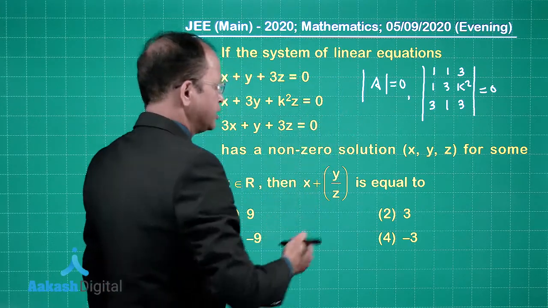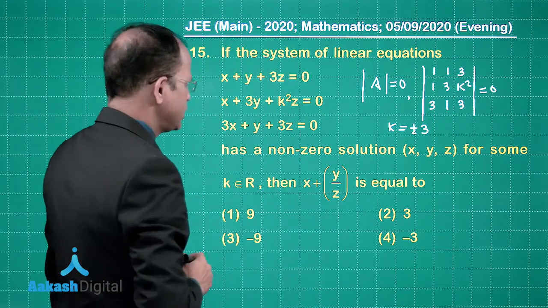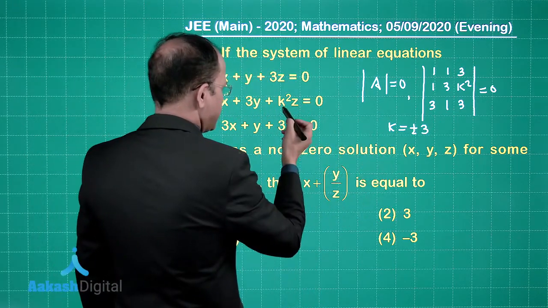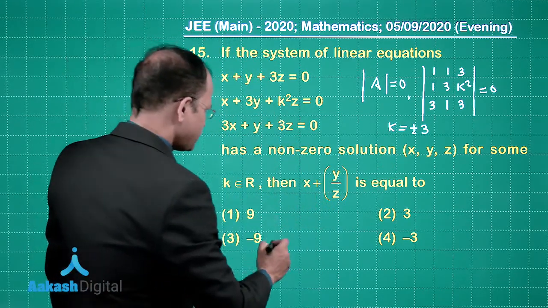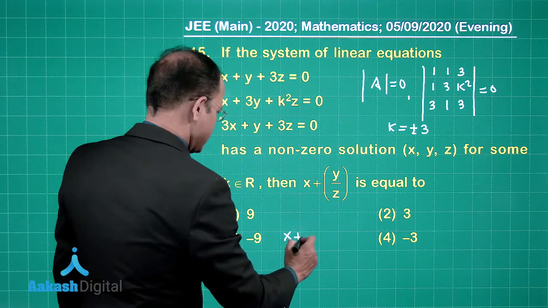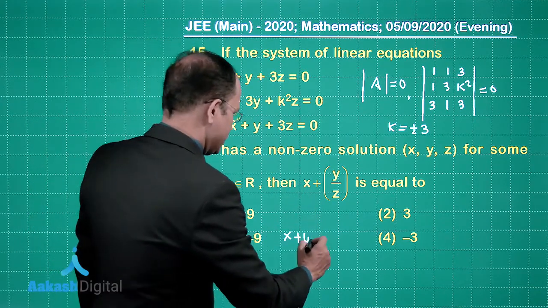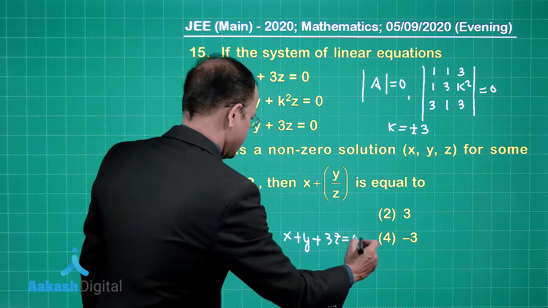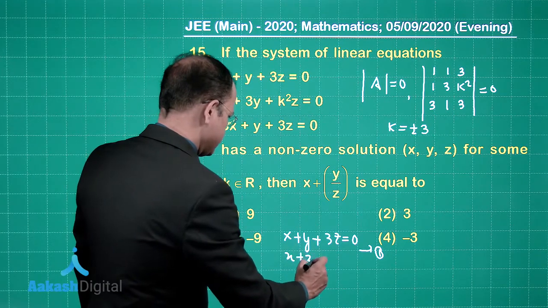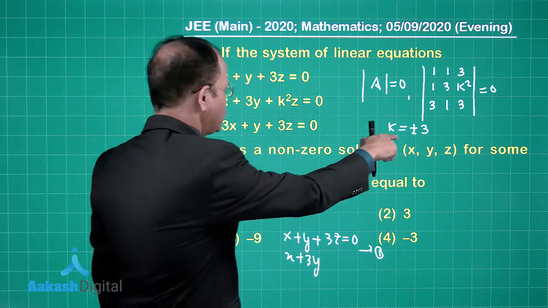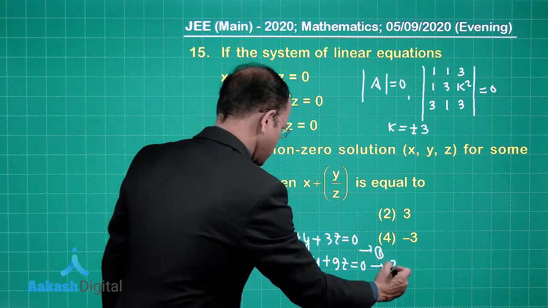And we just expand the determinant, we get k is equal to plus minus 3. So we can substitute the value of k square here, because k is plus minus 3, so it is going to be 9. Then we get the equation x plus y plus 3z is equal to 0. This is equation number 1 we have. And also we have x plus 3y plus k square z, so k square is going to be 9, so 9z is equal to 0, this is equation number 2.